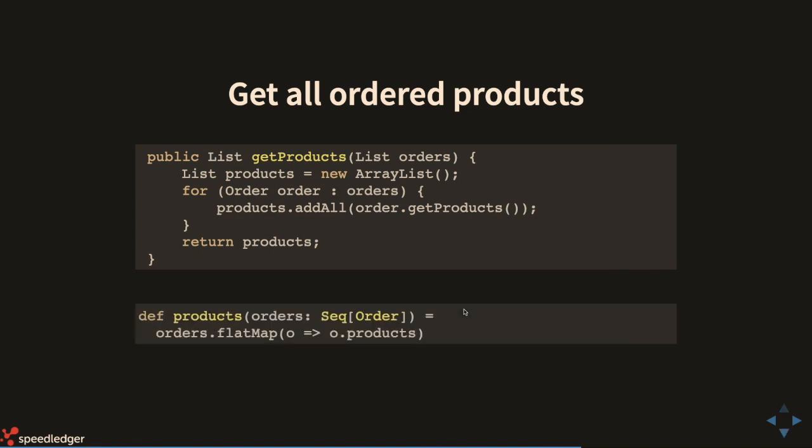Or if we want to both flatten, so that we don't have a list in a list, and also map, basically saying what do we want from here, then we can use flat map. And this example does exactly the same thing as the code above. It goes through all the orders, gets the products, and returns a list of products. Easy to read? Quite.